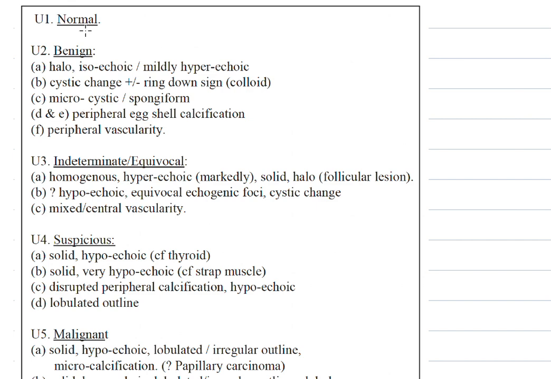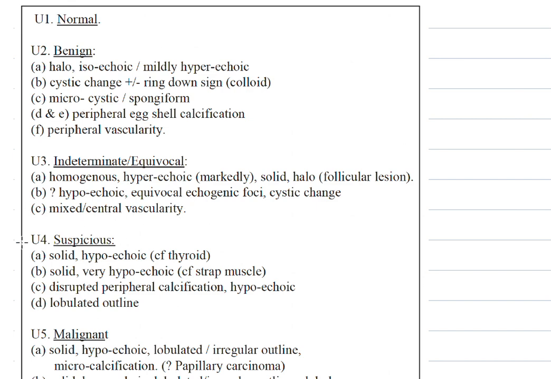First one is normal thyroid, second one is benign thyroid nodule, third one is indeterminate or equivocal. In indeterminate or equivocal, homogeneous hyperechoic, markedly hyperechoic. Here it is mildly hyperechoic and benign, while in indeterminate it would be markedly hyperechoic, solid, halo, follicular, hypoechoic, equivocal echogenic foci, cystic changes would be there, are mixed and central vascularity. So the peripheral vascularity is considered as a part of benign, while mixed or central vascularity is considered as a part of indeterminate thyroid nodule.